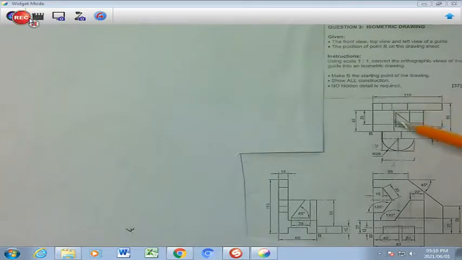Please take note of all the respective dimensions on here and try and link it up so that you will be able to get to the required shape that needs to be done. Please, you need to use the instructions very clearly by converting the orthographic views which you have here of the guide into an isometric drawing. Please take note of the following.